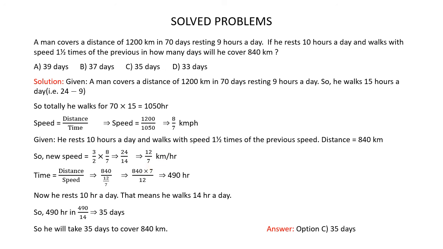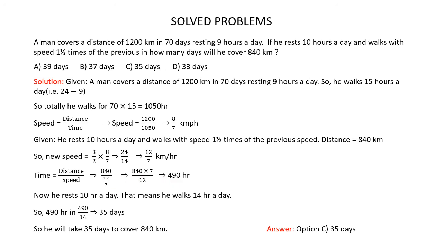We know that the distance is 840 kilometers and new speed is 12 by 7 kilometers per hour. So let's find the time using the formula. Time is equal to distance divided by speed. So time is equal to 840 divided by 12 by 7. On simplifying this, we get time as 490 hours.